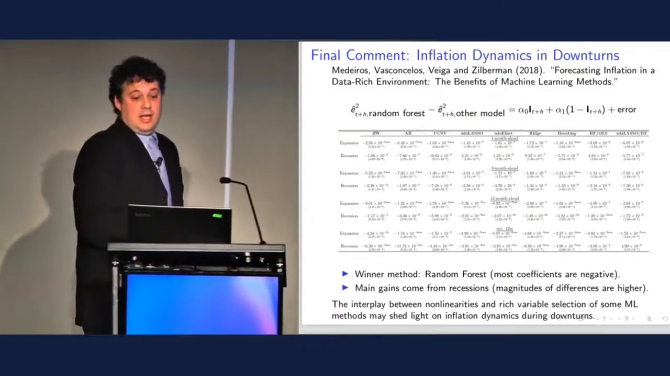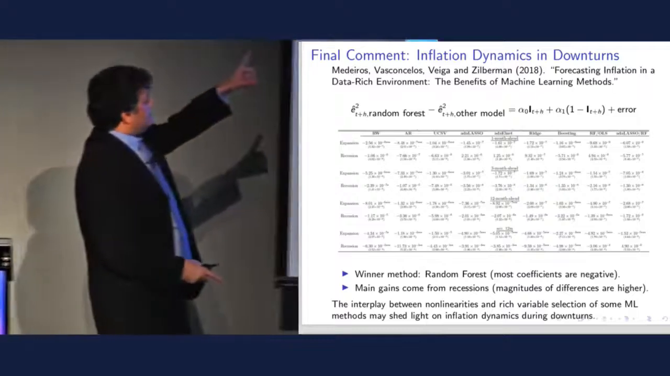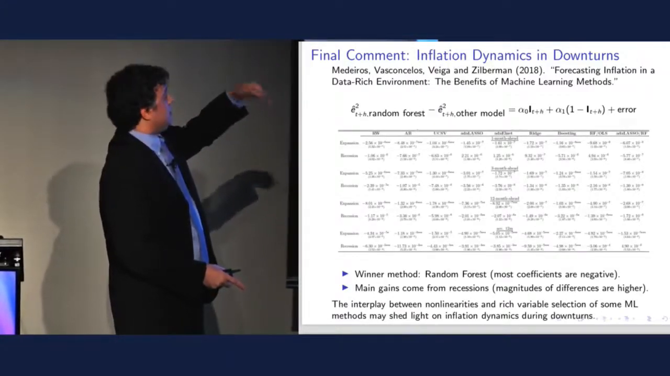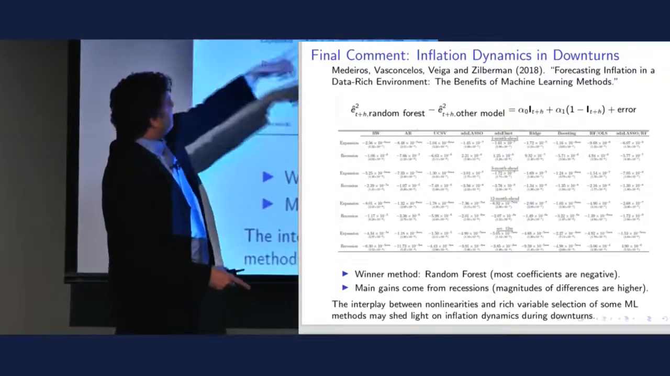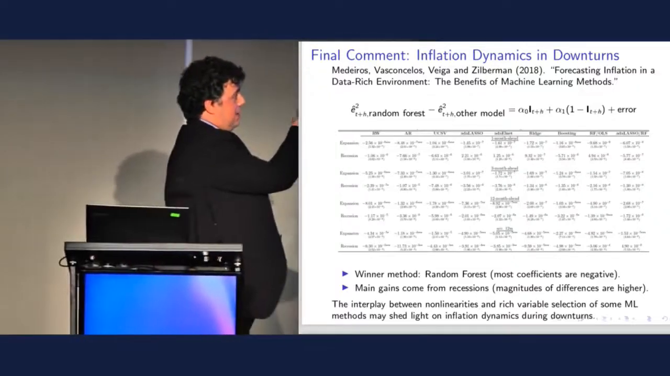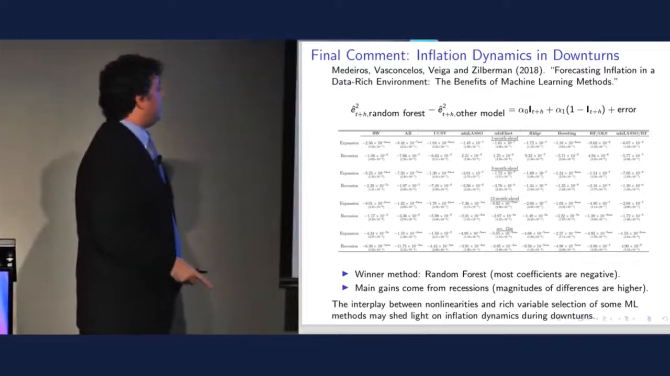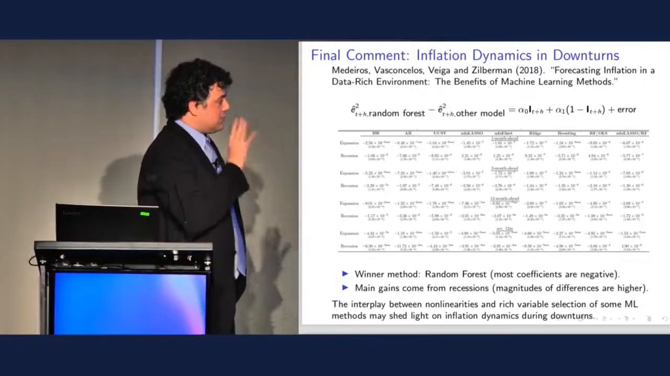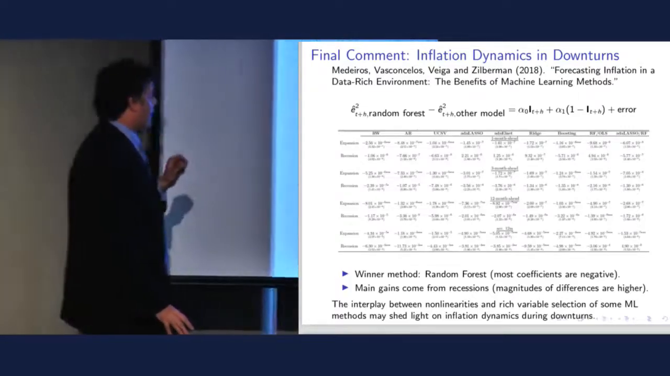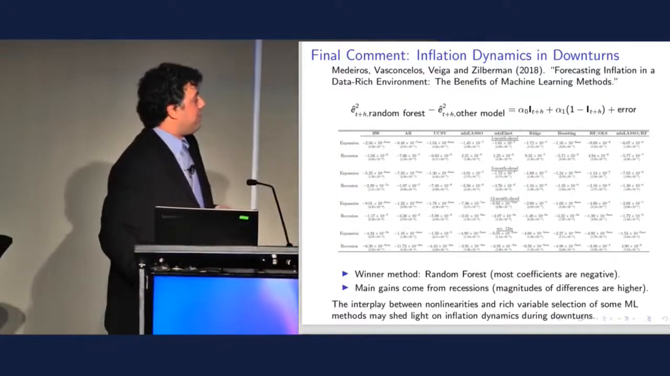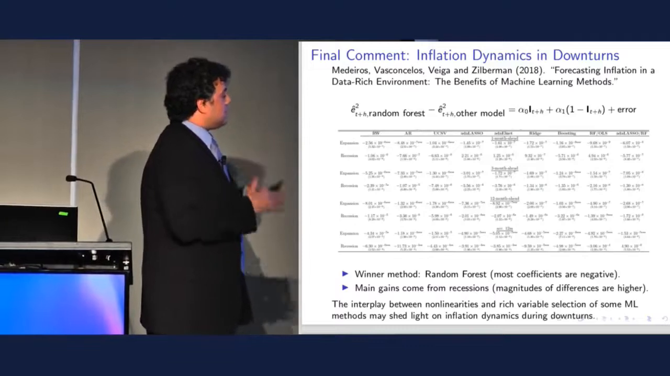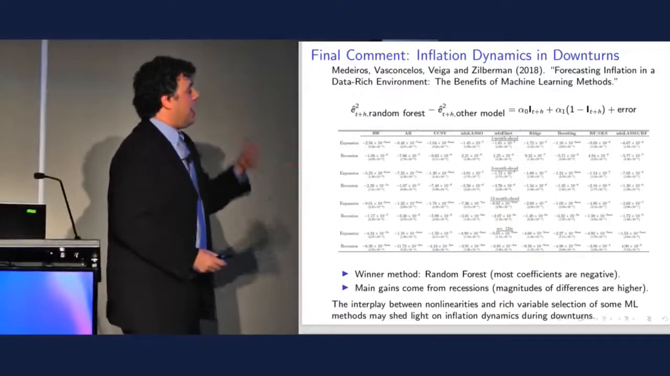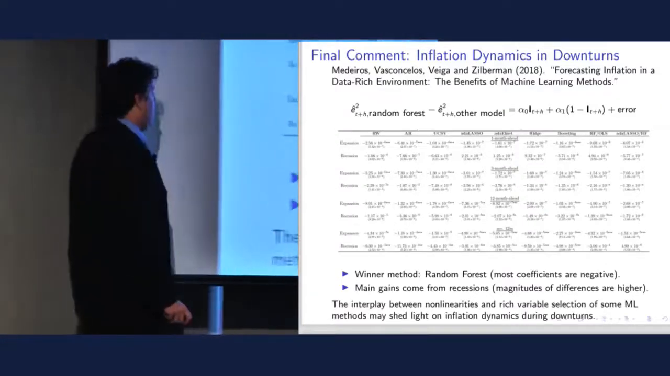What I'm reporting here are the results of this regression, in which we regress the difference of the pseudo out-of-sample forecasting error of a machine learning method, random forest, which is highly nonlinear, with respect to all other models we consider. We regress on a dummy accounting for expansions and on a dummy accounting for recessions. I don't expect you to read these numbers. The takeaways here are the following. The random forest method, which is highly nonlinear, is the winner. Most coefficients are negative. And more important, and related to that graph, the gains of the random forest method seem to come from recessions. The magnitudes of the difference between the random forest and other models are much higher during recessions than during expansions.